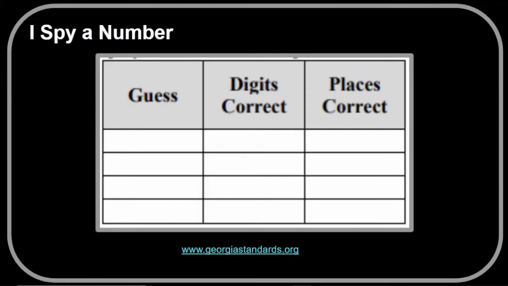To reinforce the value of each digit in 2- and 3-digit numbers, I Spy a Number, found in the Georgia frameworks, can be used as a regular classroom routine. The upcoming video shows a group of second graders trying to guess a specific mystery number. As students made guesses, they were told how many digits and places in their number were correct.